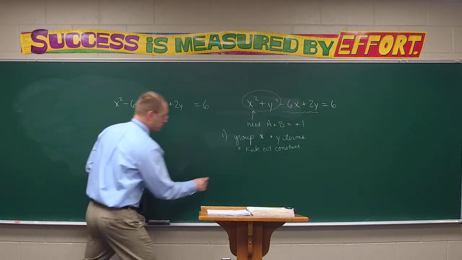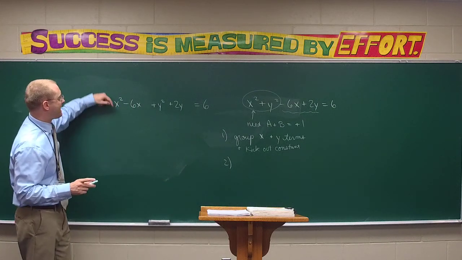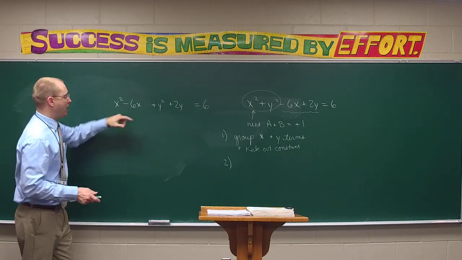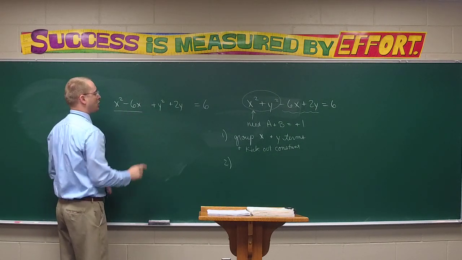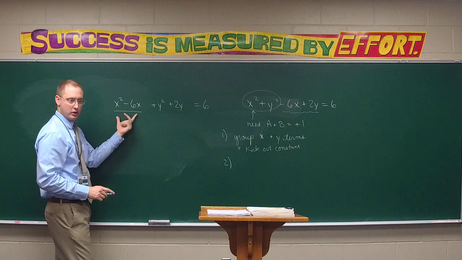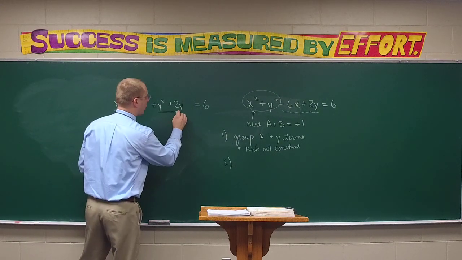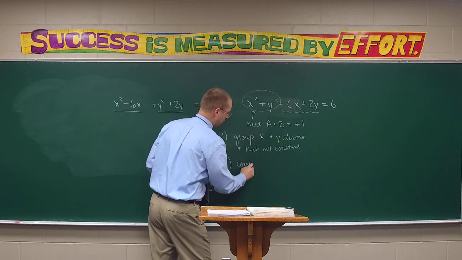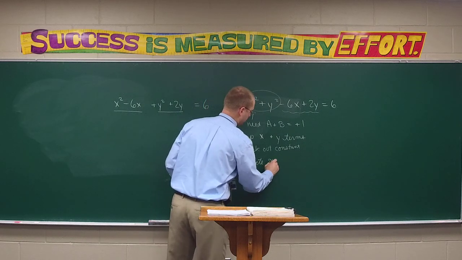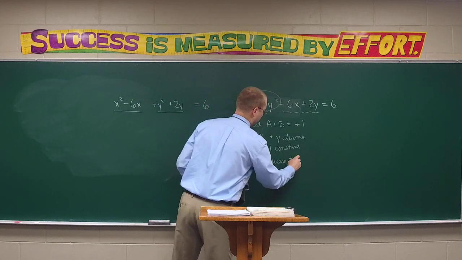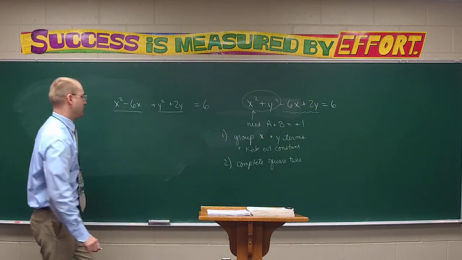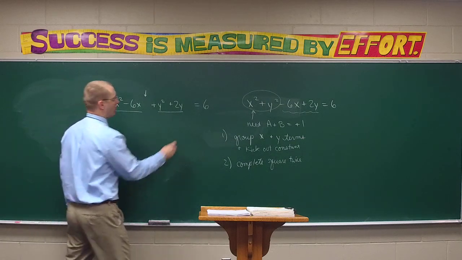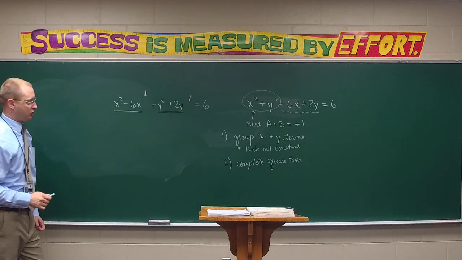All right, step number 2. Because you have made this a 1x squared, and you've made this a 1y squared, then as you group your x squared minus 6x, you've got the start of a perfect square trinomial. And you've got the start of another perfect square trinomial. So what we're going to do in step number 2 is complete the square twice. We're going to figure out a number that needs to go right after the x squared minus 6x, and a number that needs to go right after the y squared plus 2y.